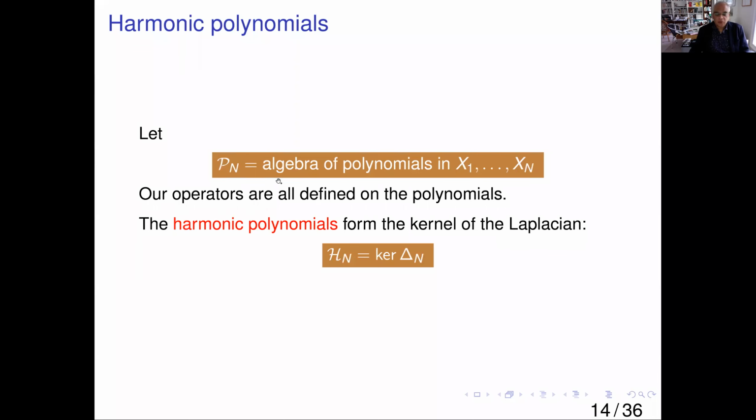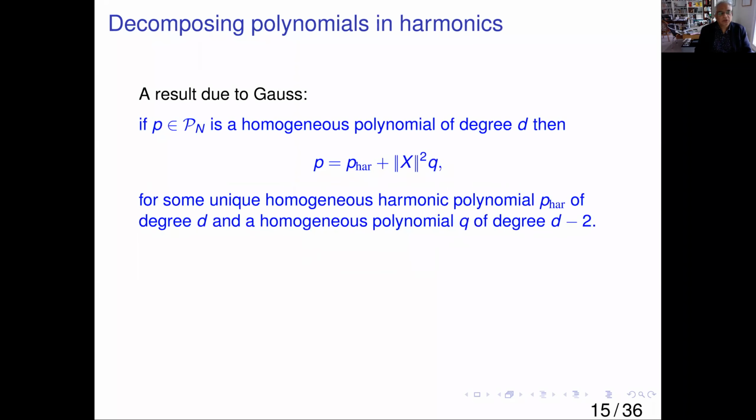These operators that we have been discussing, the Laplacian and the angular momentum generators, the rotation generators rather, they all make sense on polynomials. They take polynomials to polynomials. And as we know, a polynomial is harmonic if the Laplacian zeroes it out. So we denote by Hn the harmonic polynomials, the kernel of the Laplacian in n variables.